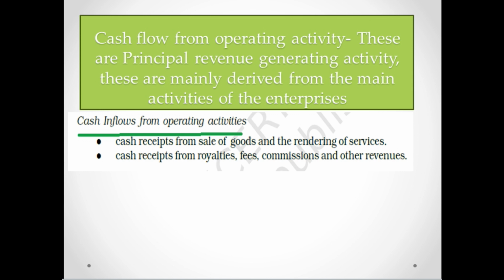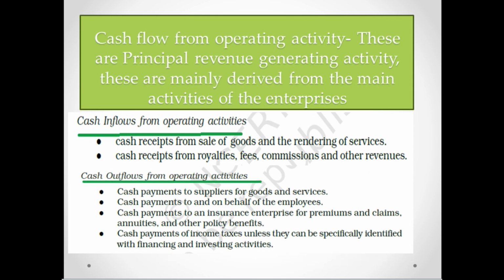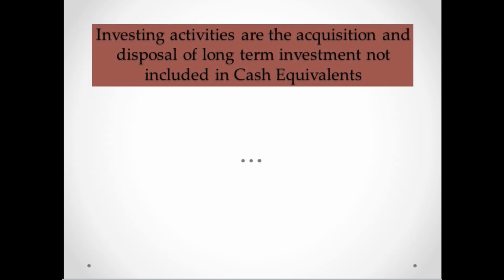Now what are the outflows in an operating activity? The payment to suppliers for goods and services is a main operating activity cash outflow, and payment to employees like salary and wages is also an example of an outflow of operating activity. Cash payment of insurance premiums, annuities, and other policy benefits are outflows. And cash payment of income tax, if it is not identified with financing and investing activity. These are the outflows and inflows in an operating activity.